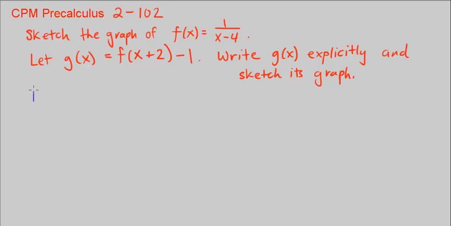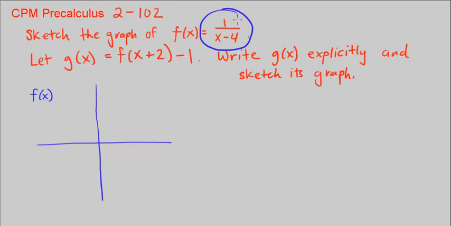So let's sketch f of x. Let's not even use a calculator. If you want to sketch it with a calculator, that is fine. But what is the parent function of f of x? The parent function is just taking away any transformations. So that's taking away the minus 4, and we're left with 1 over x. So the parent function is y equals 1 over x, and this one is then shifted 4 units to the right.